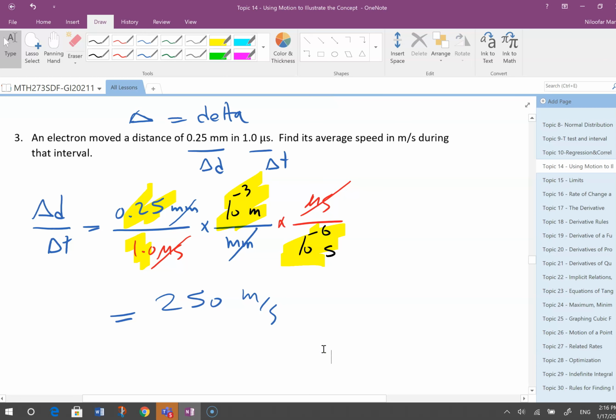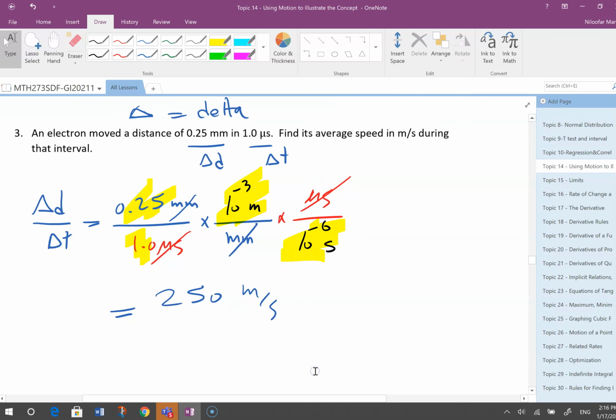I had the change in d over the change in t, or I have d2 minus d1 over t2 minus t1, or I have d(t2) minus d(t1) over t2 minus t1.